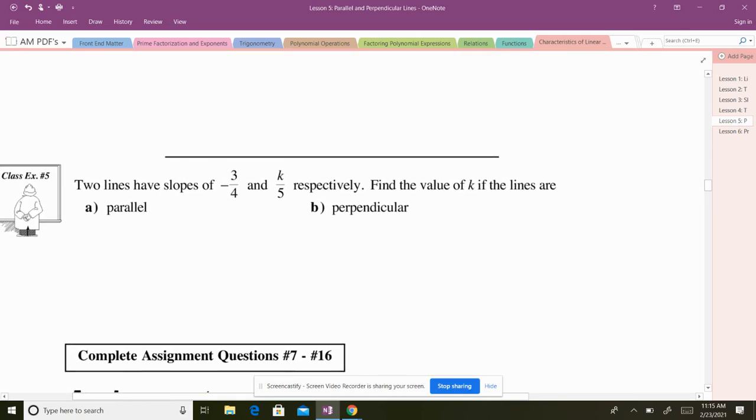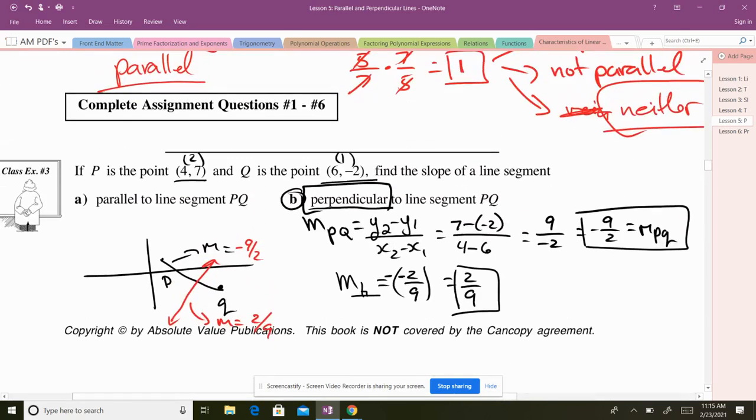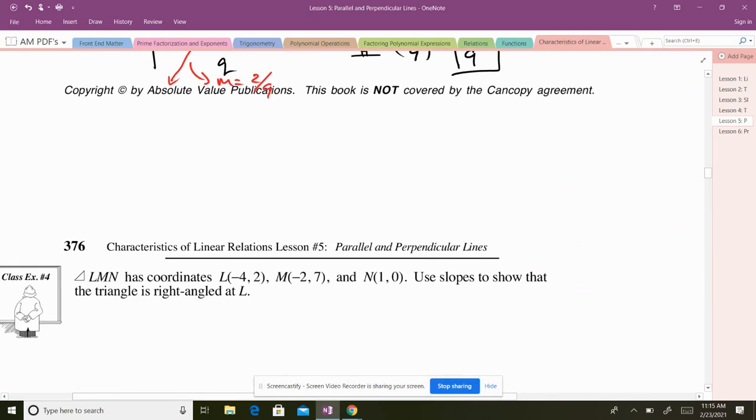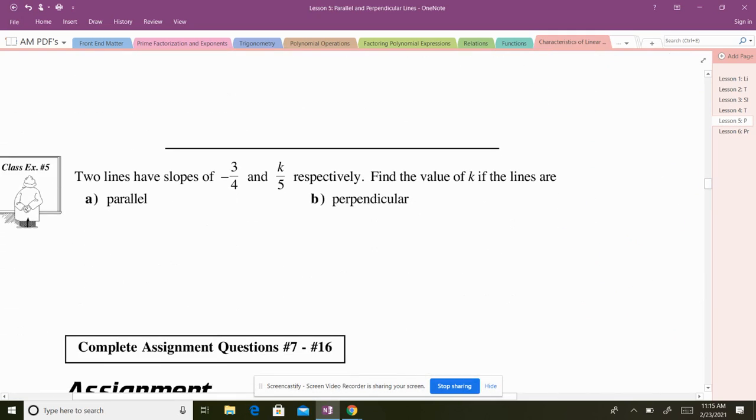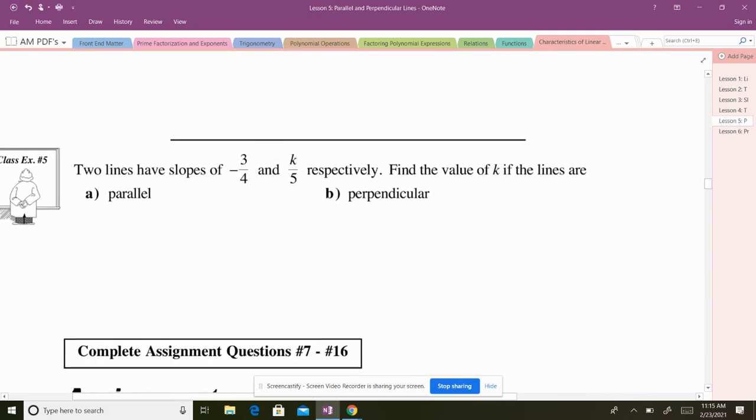All right, next page, on the bottom of the page, 376. Two lines have slopes of negative 3 over 4 and k over 5. Find the value of k if the lines are parallel.